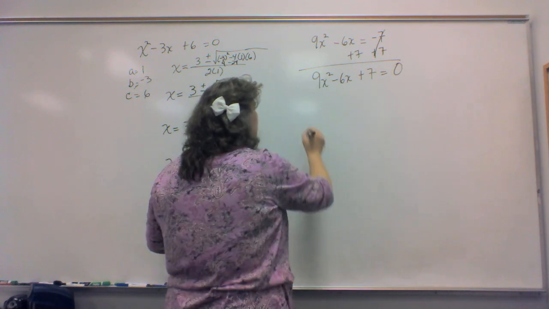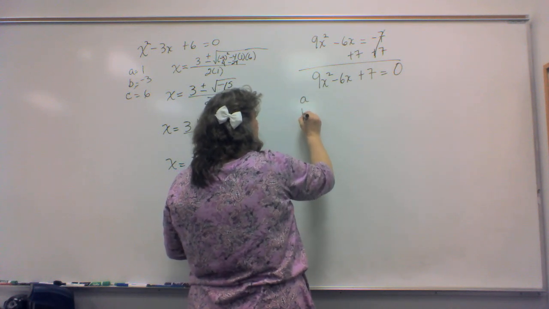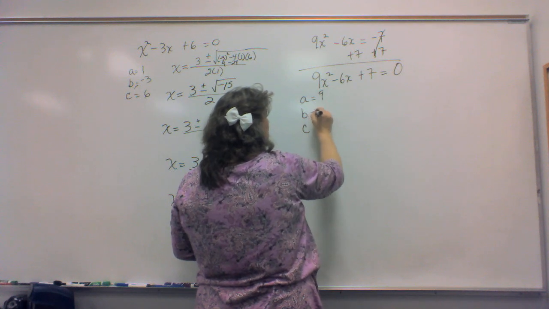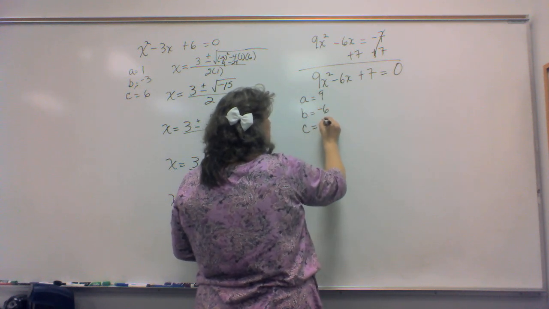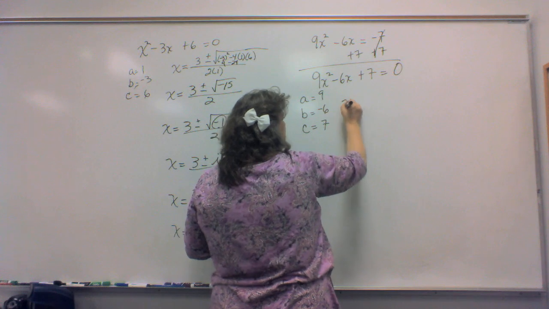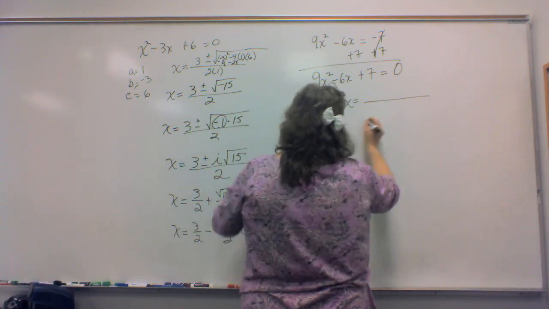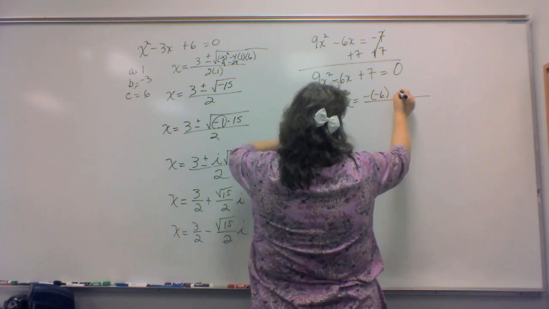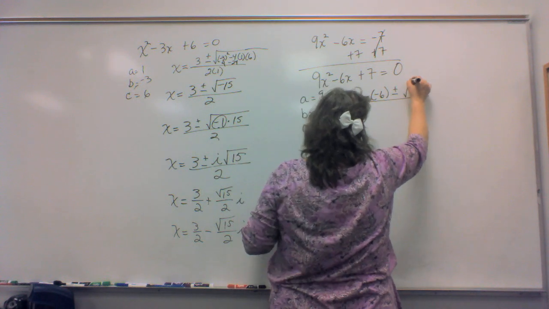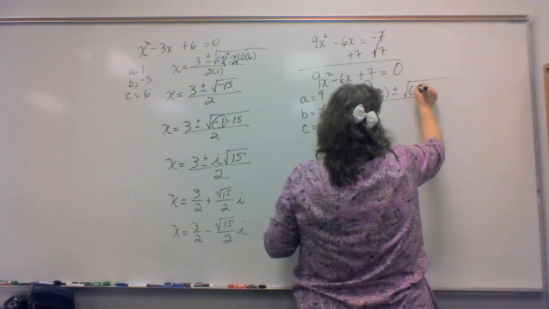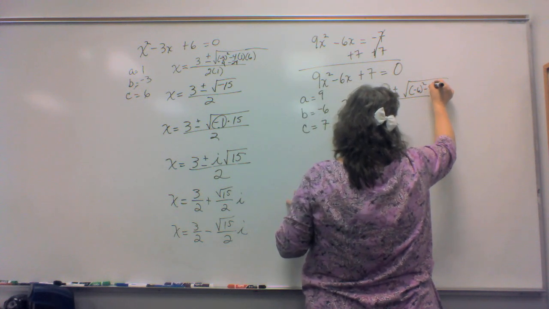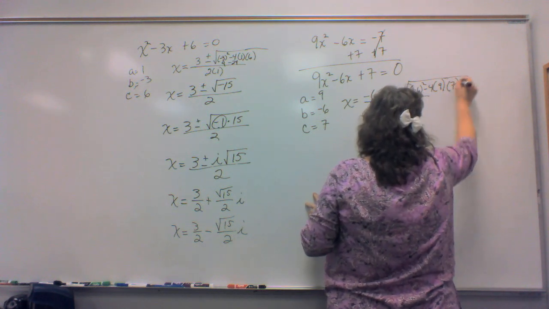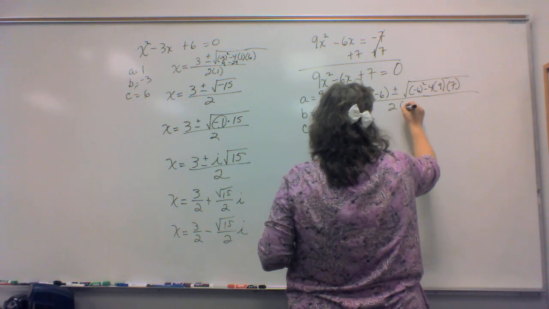Okay? Again, identify your A, your B, and your C. A is 9. B is negative 6, and C is 7. So x is equal to, again, the opposite of negative 6. You can write it out like this if you want, plus or minus the square root of negative 6 squared minus 4 times 9 times 7, all over 2 times 9.